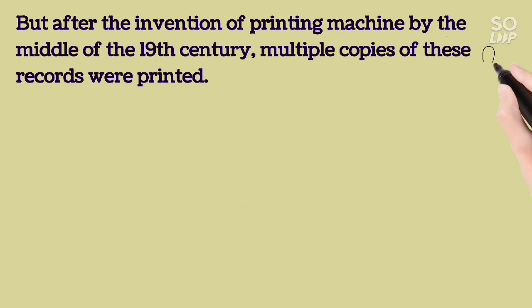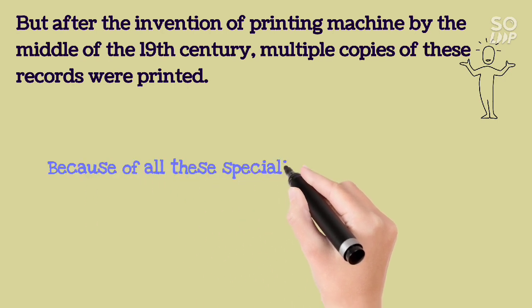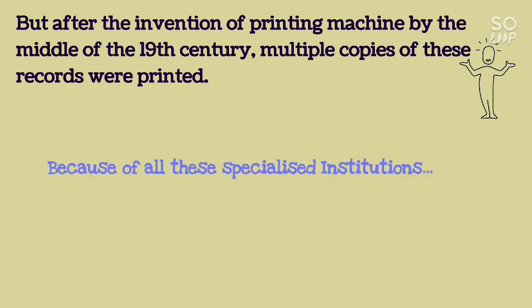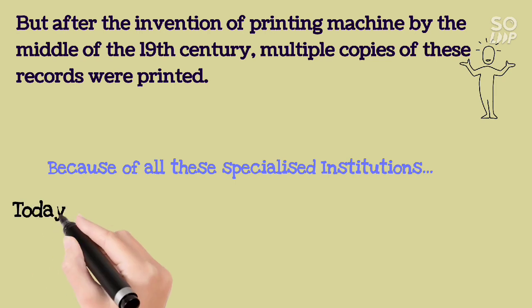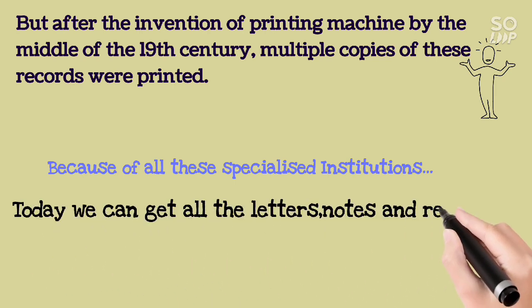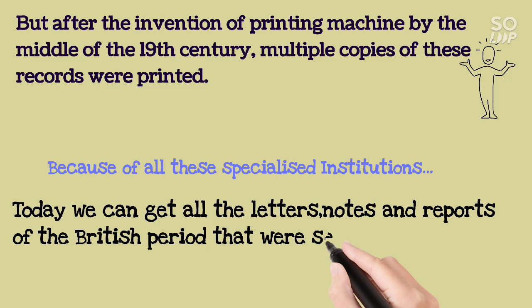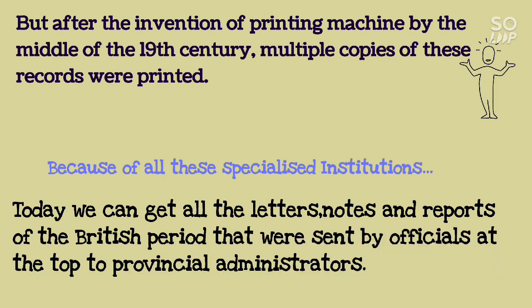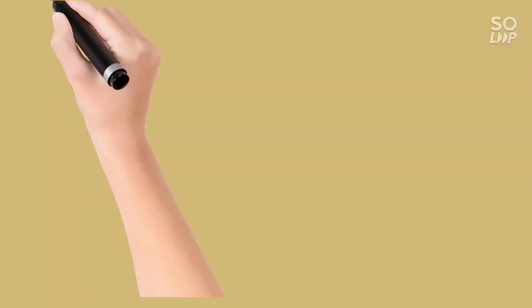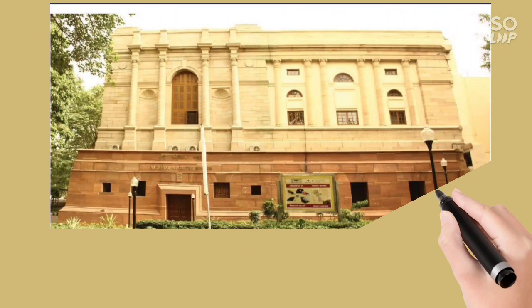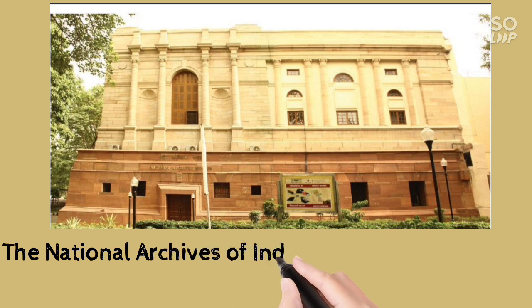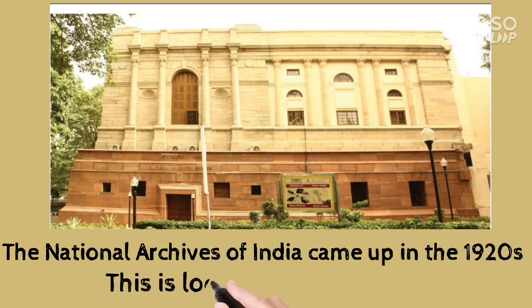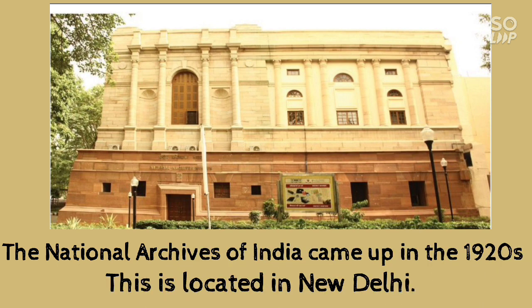Clear, guys? In summary, we can say that because of these specialized institutions, archives, record rooms, and museums, today we can get all the letters, notes, documents, reports of the British period that were sent by officials at the top to provincial administrators. This is the National Archives of India, which came up in the 1920s and is located in New Delhi.